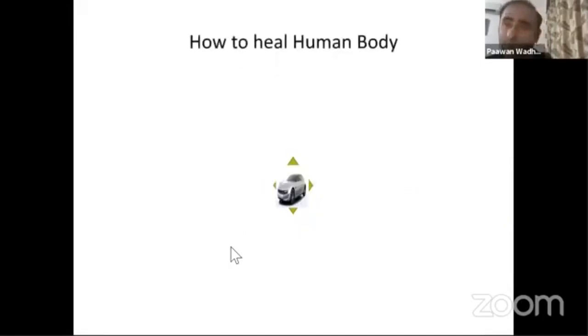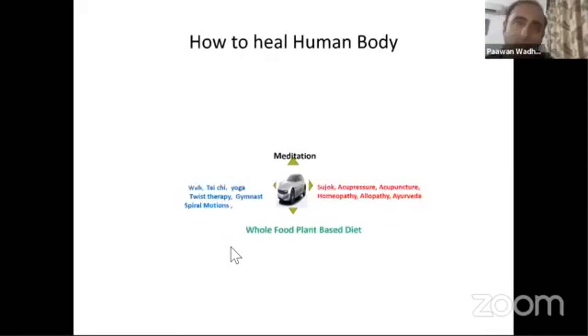How to heal the human body? Remember, the human body is like a car. If you have a car, it can have 2 to 3 types of problems. Either some nut and bolt gets cracked, like maybe the brake is not working, or the mirror is not working, or the steering is not working, and you go to the mechanic to repair that.